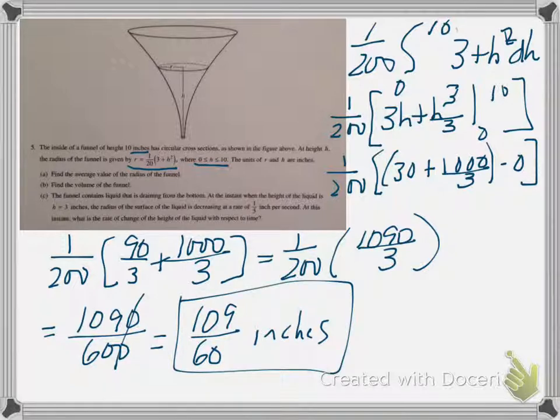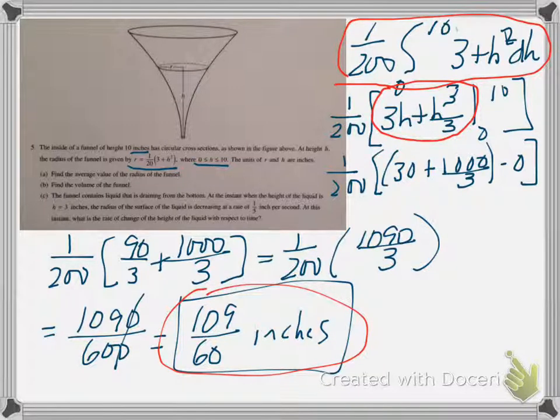And the point values are, I'll get a color for that. If you just set up this integral, that was worth 1 point. If you found the antiderivative, that was worth 1 point. And then the final answer was 1 point. So that was pretty generous points for not too difficult of a question.